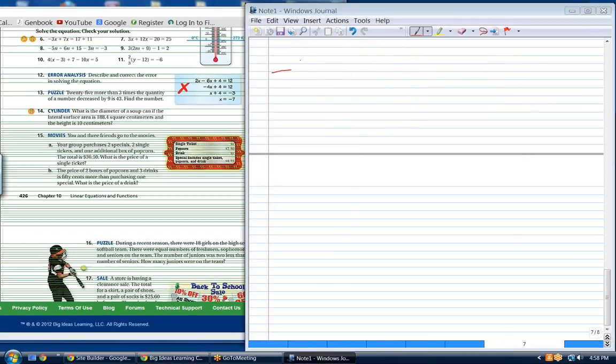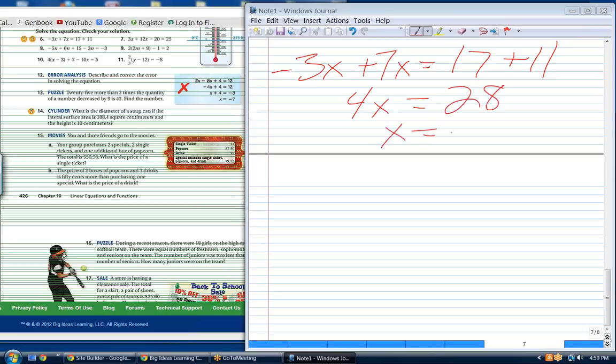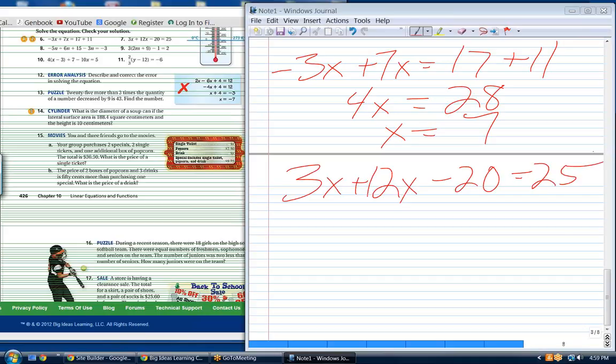So we have minus 3x plus 7x equals 17 plus 11. What's the next line? Well, you have to, I forget what it's called, but combine like terms. Okay, correct. Then you get 4x equals 28. Okay, which makes x equal to 7. Okay. Next one, 3x plus 12x minus 20 equals 25.